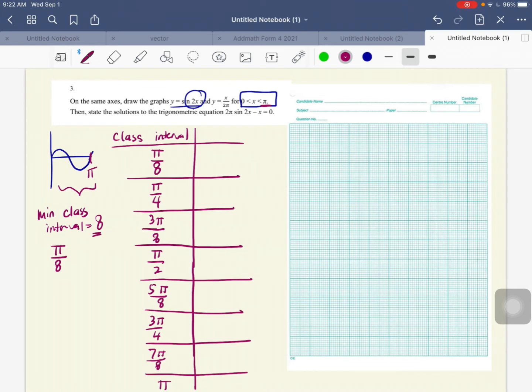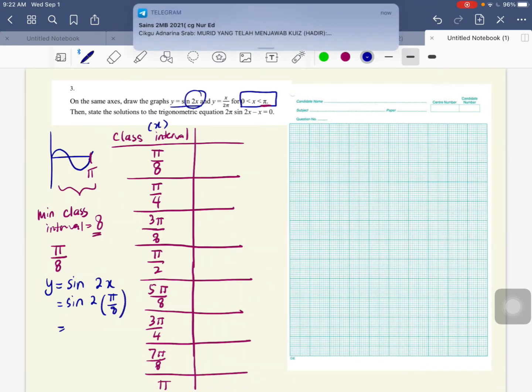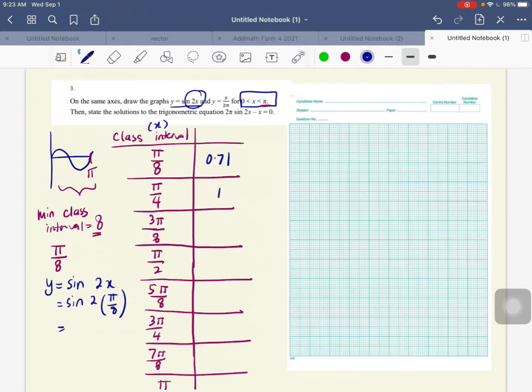After we get all these values for the class interval, we have to substitute them into the equation y equals sine 2x. Our class interval just now is x. Starting with pi over 8, if you substitute it into y equals sine 2x, you get 0.71. Pi over 4 gives 1. 3 pi over 8 gives 0.71 as well.